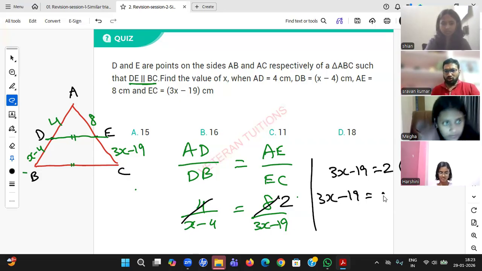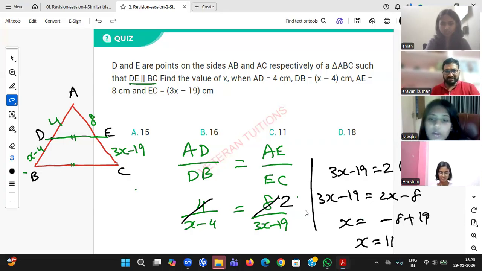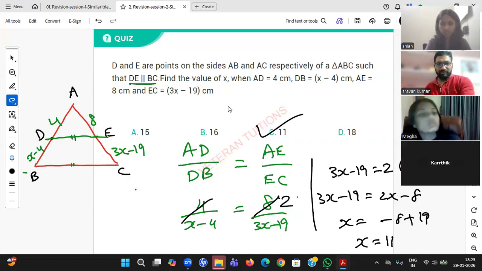Okay students, I'm sure you all got 2x minus 8. X equal to minus 8 plus 19. That will be 11. 11 is the right answer.